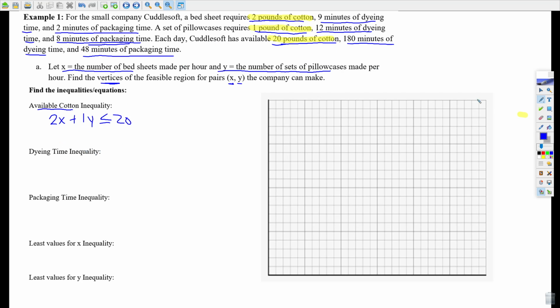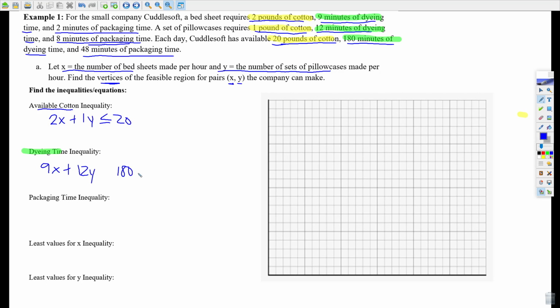All right, now the dyeing time. Let's change the highlight here. Ooh, how about green? So let's go through the dyeing time. The bed sheet requires 9 minutes of dyeing time. The pillowcases require 12 minutes of dyeing time. And how much do we have each day? 180 minutes. So same idea. 9x for the bed sheets, plus we have to add how much it takes for the pillowcases, 12y. And we have a total of 180 minutes.